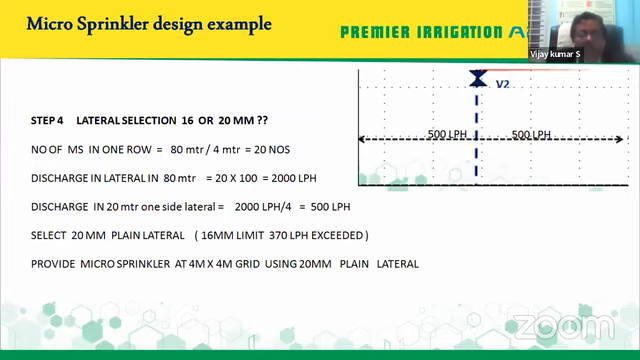So 500 liters per hour, what has happened? It has exceeded the carrying capacity of a 16 millimeter lateral, which is not more than 400 liters. So it has gone into 500 liters. Therefore we cannot select a 16 millimeter lateral. We will have to go for the next size, that is 20 millimeter lateral. So I have now finished the second part of the design, that is to design the lateral. I am going to go for a 20 millimeter lateral, and I'm going to have the micro sprinklers at a grid of 4 meter by 4 meter using the 20 millimeter plain lateral.